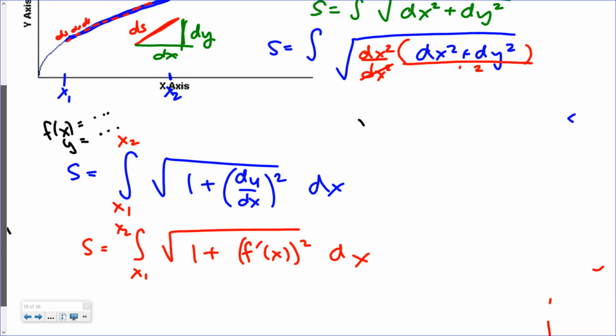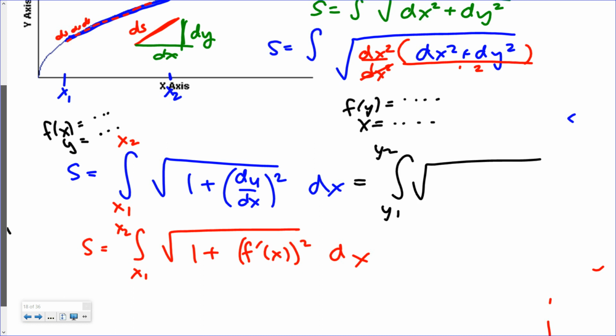If you're ever given things in terms of x, or if it's f of y, then this formula would change to the integral from y1 to y2 of the square root of 1 plus (dx/dy) squared dy, which is kind of funky. You're like, when would I ever use that? Okay, you would use it if you're given an x equals instead of a y equals.